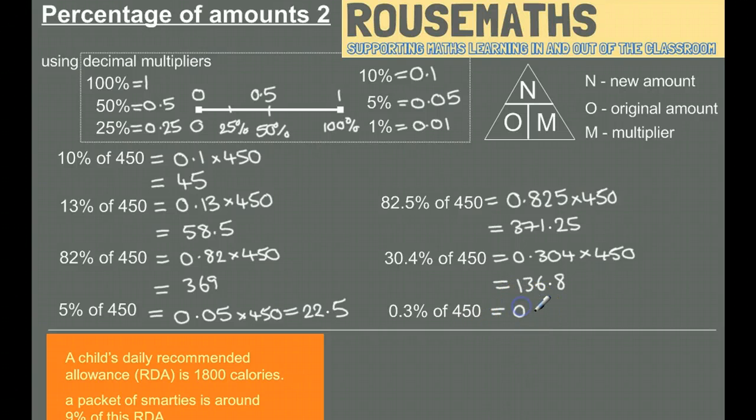And then finally 0.3%. So that would be our normal, our tens of percentage units. So that's where our tenths will go, and you should get 1.35 as 0.3% of 450. Hopefully that went well for you.